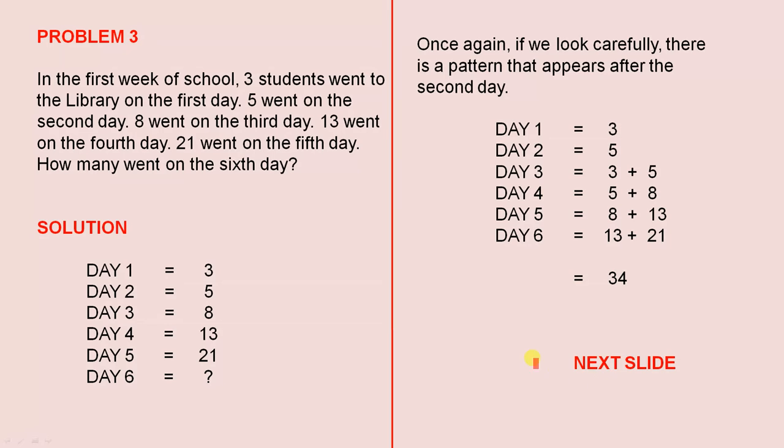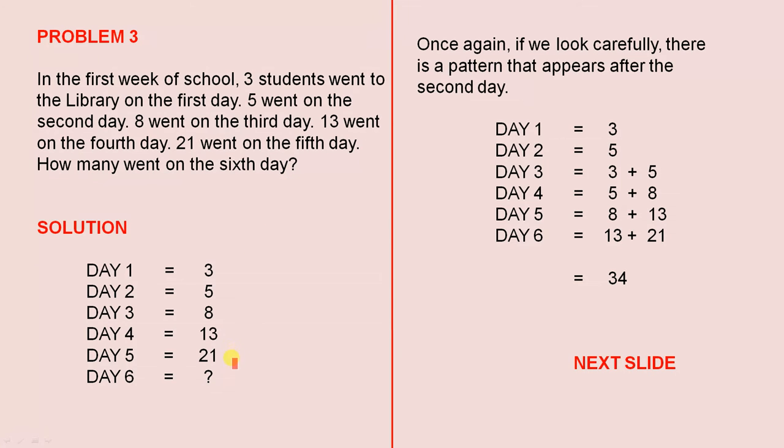Problem 3. In the first week of school, 3 students went to the library on the first day. 5 went on the second day. 8 went on the third day. 13 went on the fourth day. And 21 went on the 5th day. How many went on the 6th day?